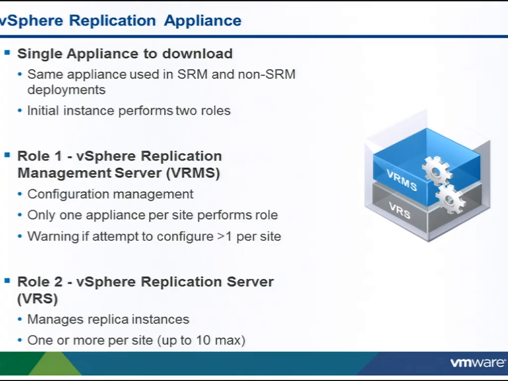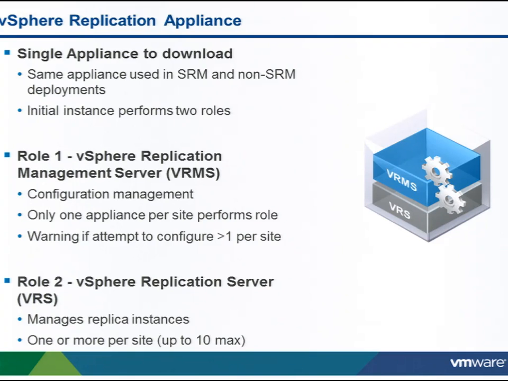If we try to deploy more than one, we might run into problems because that's what's registering as a service with vCenter and various other components. So it will actually error out and tell you that you've already got one registered, we can't do it again. But it also serves a secondary function, which is the vSphere Replication Server aspect, the VRS.